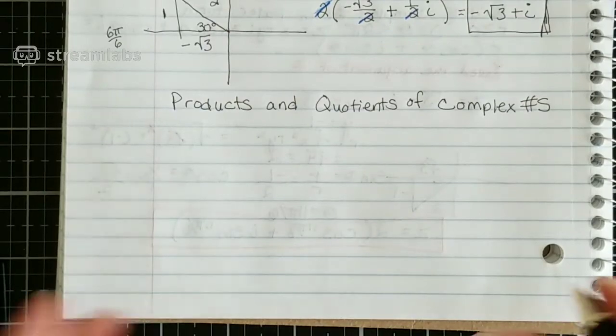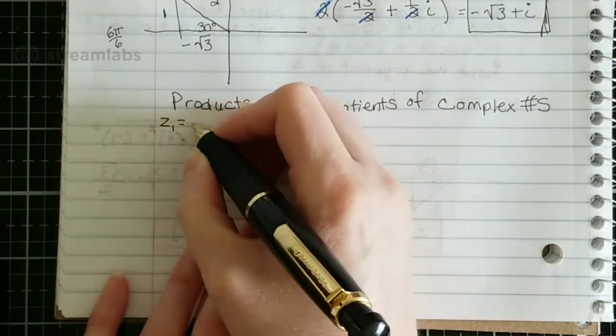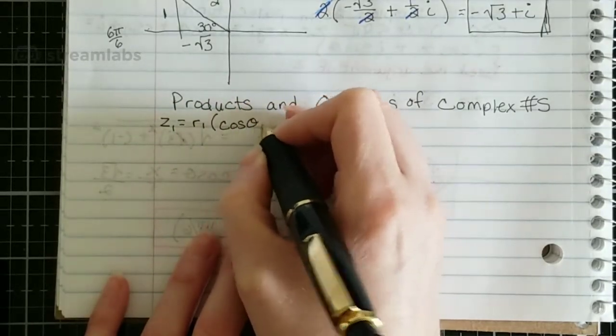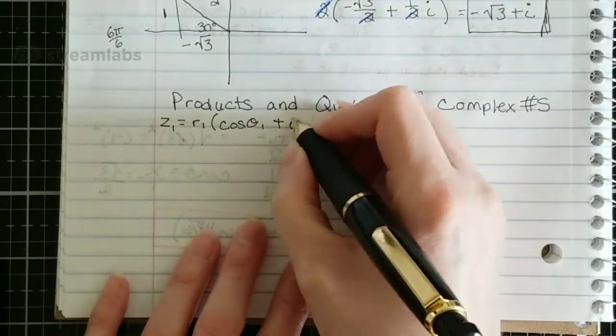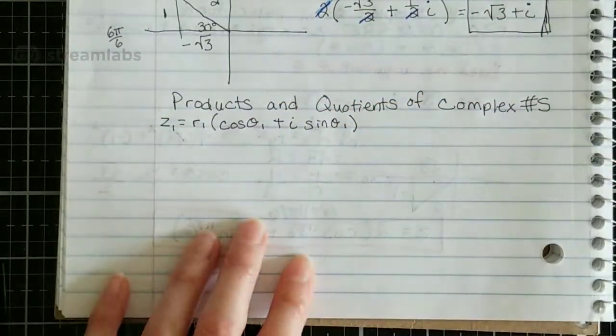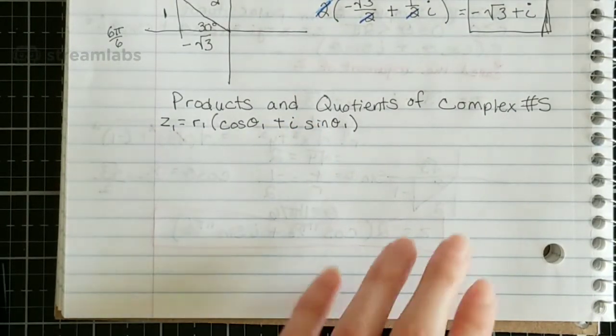Okay, so the first thing we have to assume is that they give you a Z1, and that's R1 cos of theta 1 plus I sine theta 1. So that's the first one. You can only multiply and divide 2 numbers, so they have to give you 2 of these things.